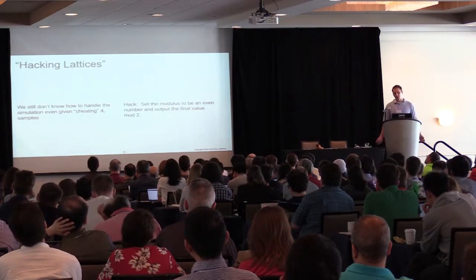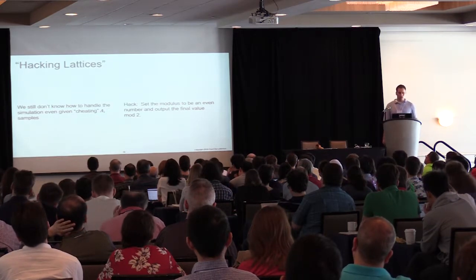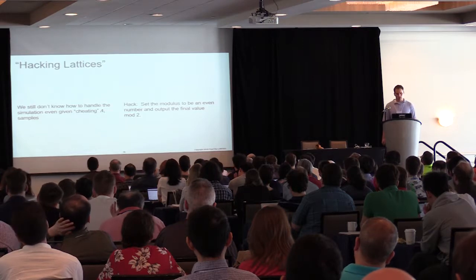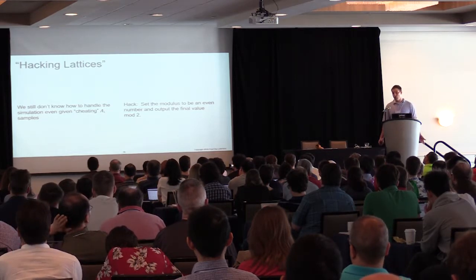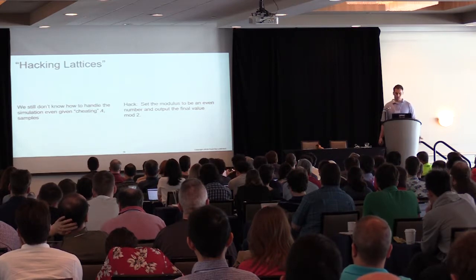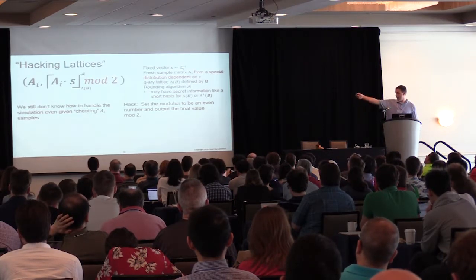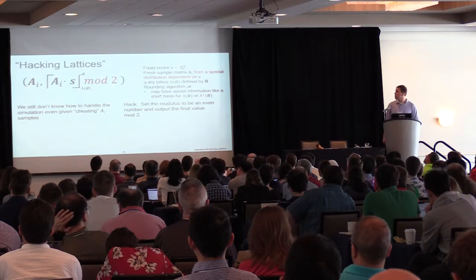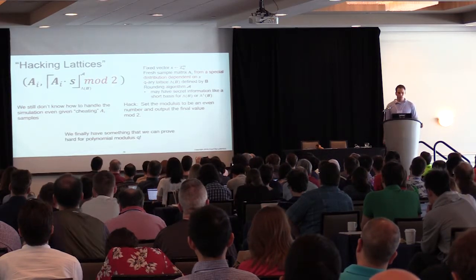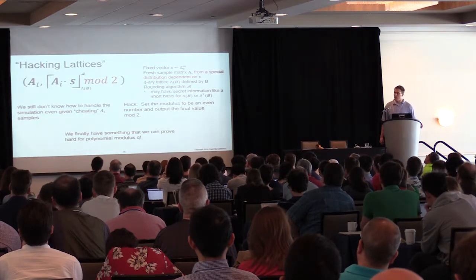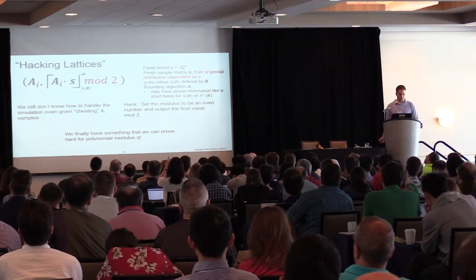So finally, what we're going to do is make the modulus an even number and output the final value modulo 2 instead of the whole value. So we essentially add this mod 2 to the output. And this is finally something that we can prove hard for a polynomial modulus.